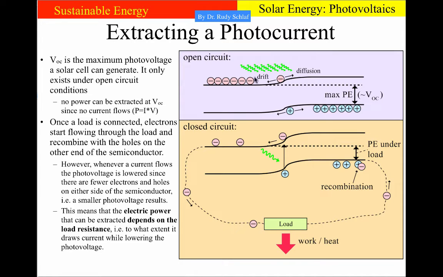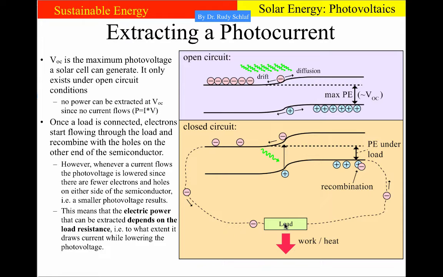So all of a sudden, instead of many charges on either side, we only have a few. And that means, of course, that this open circuit voltage is being reduced. So a photovoltaic cell, a solar cell under load, has a voltage that is smaller than the open circuit voltage. In fact, this voltage, of course, you can imagine now, depends crucially on the resistance of the load.